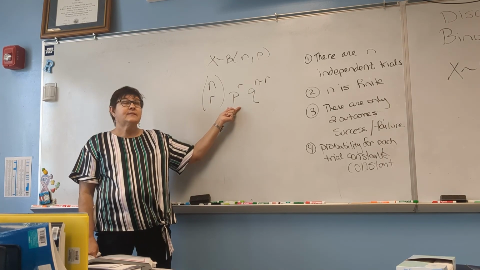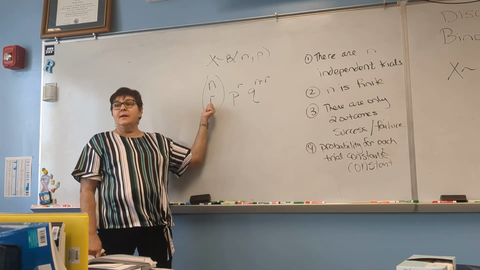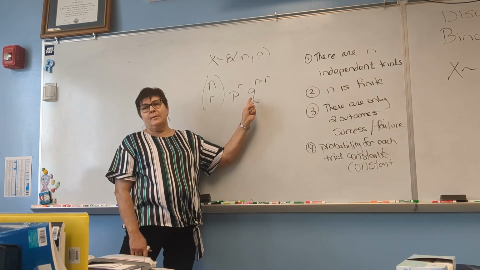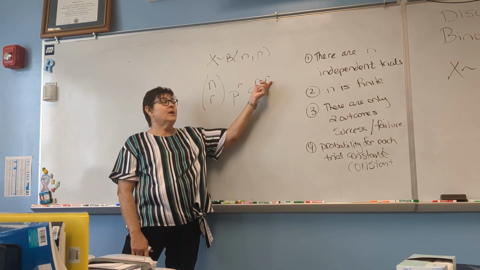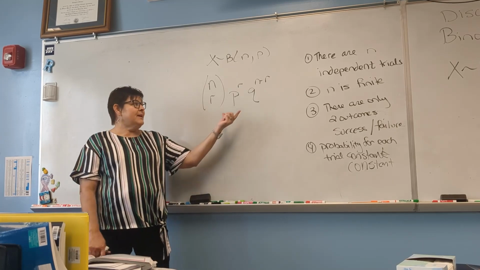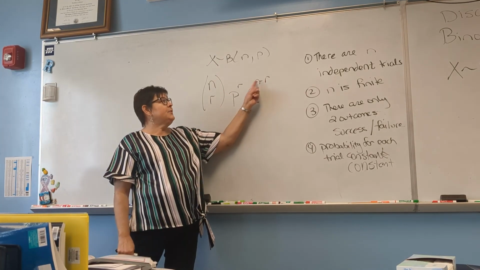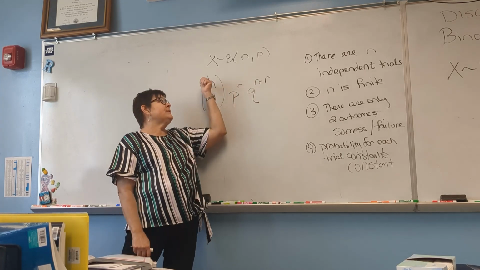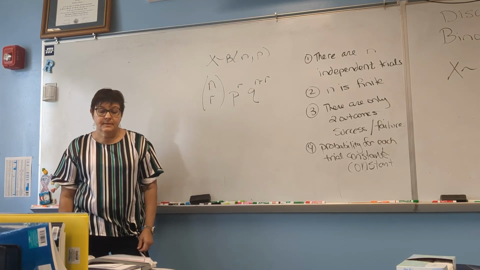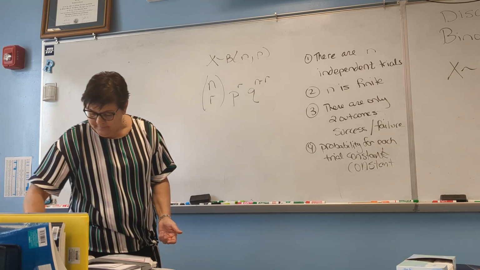Probability of success. R is this number here. And then Q, probability of failure, and then N minus R. Things to remember is that P and Q, when added up, give you 100%. And that these two exponents, when added up, always give me N. So it kind of works out in our favor.